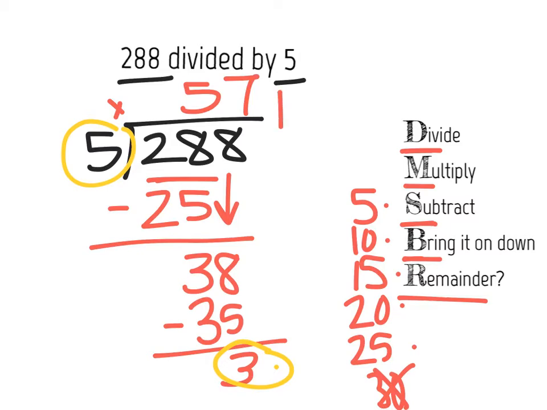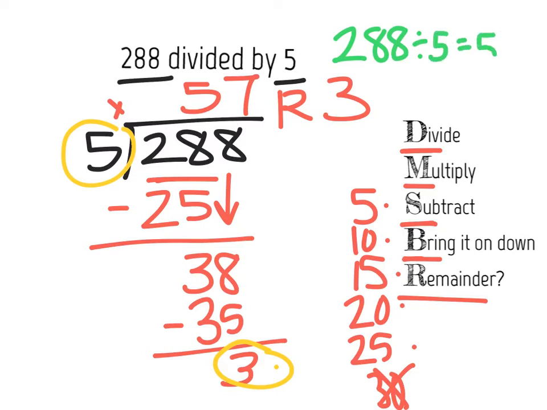So what we do for remainders is we put R3. And R stands for remainder. So what this means is we were able to make 57 equal groups of 5. But we had 3 that were left over that we couldn't fit into equal groups. So if we were writing down the answer to this problem, we would write it out as 288 divided by 5 equals 57 remainder 3. So R3, R would stand for remainder.